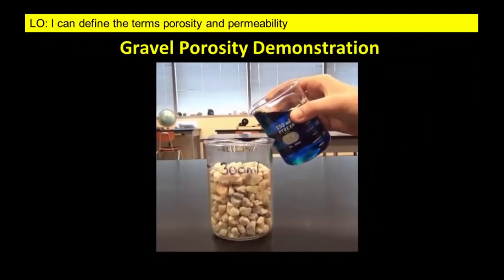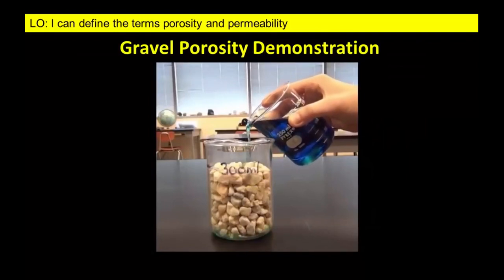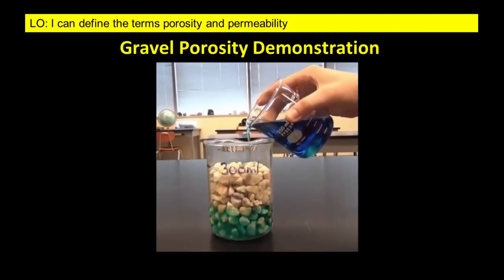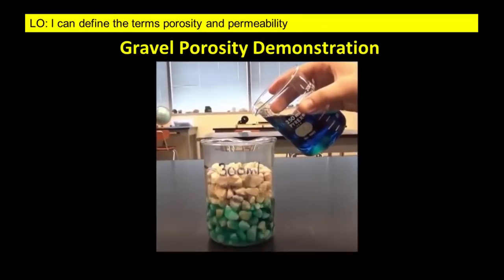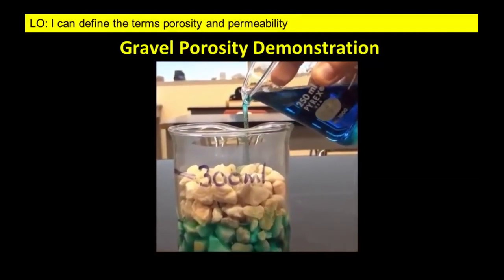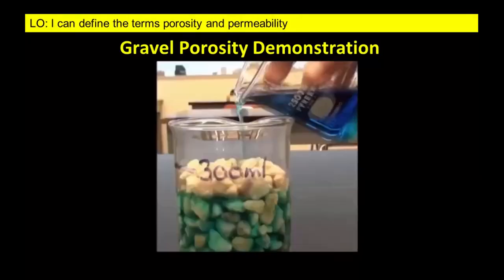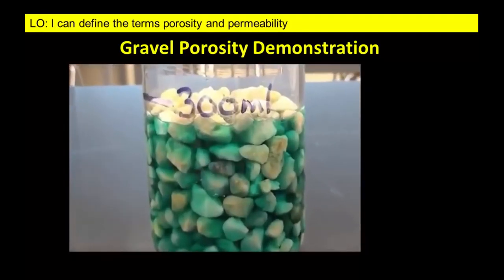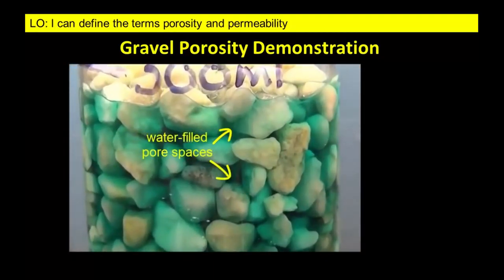We can do a brief experiment to determine the proportion of space in the gravel occupied by porosity. We have 200 milliliters of water in this smaller beaker. We dyed the water blue with food coloring to make it easier to see. When we pour the water into the beaker, it fills up the empty pore spaces from below, and the water eventually rises to the top of the gravel.